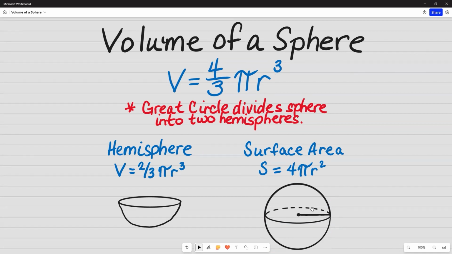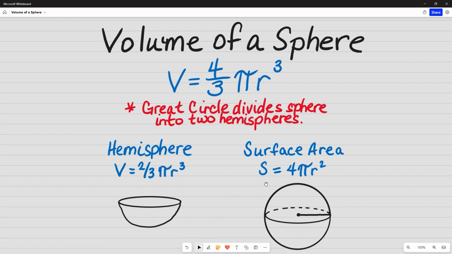If we were to cut this in half, we have what's known as a great circle. This great circle divides the sphere into two hemispheres. So this is like the bottom portion of it, and then you would have the top portion. So now that we're cutting it in half, we have to adjust the formula. So if we're talking about a hemisphere, the volume is going to equal 2/3 of pi r cubed. So it's very similar. The difference is we would take 1/2 of 4/3, and if you put that in your calculator, you're going to get 2/3. The remaining part of the formula is going to be the same.